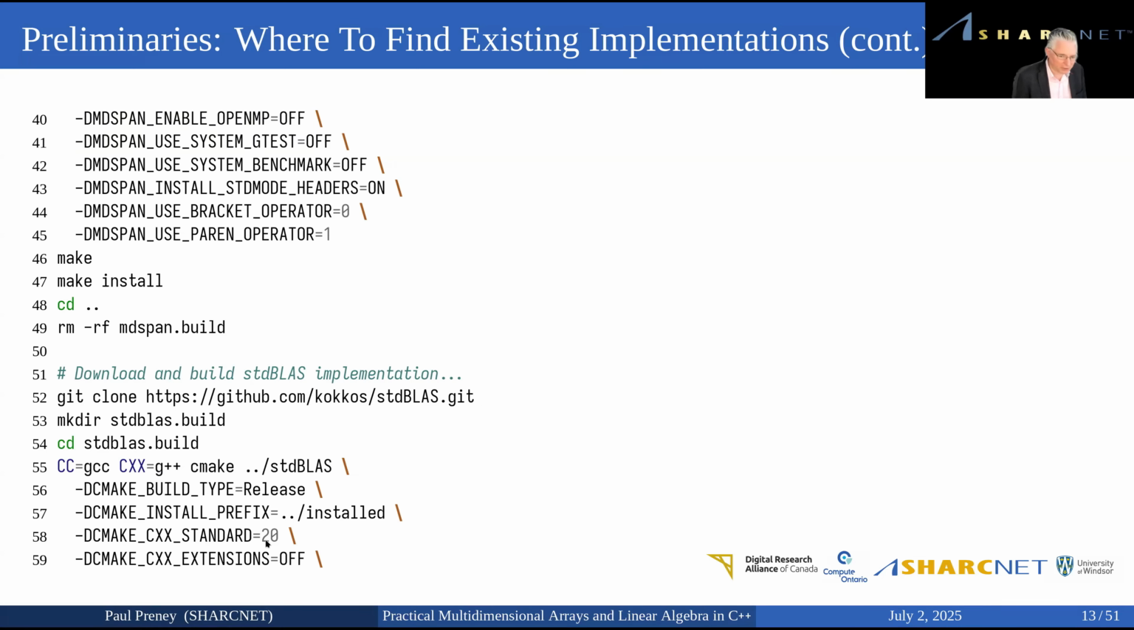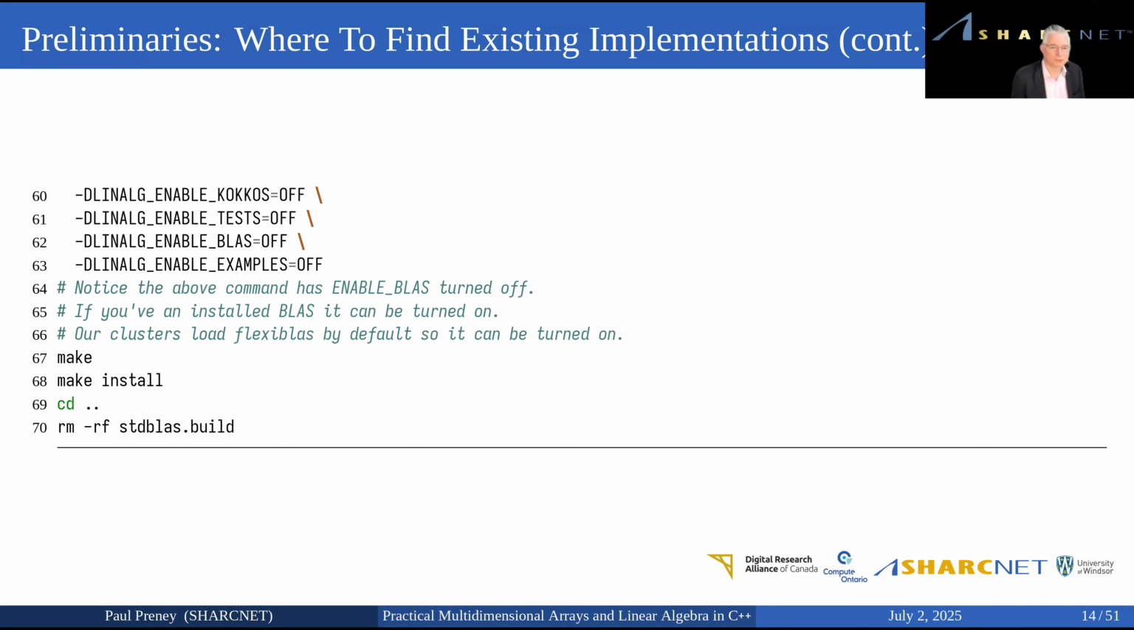Okay. Again, specify C++20 to avoid the square bracket issue, at least at this point. Turn everything else off. You might want to turn the BLAS on. So if you have BLIS or BLAS or MKL or FlexiBLAS installed, all our clusters use FlexiBLAS and that's loaded by default, then you might want to say enable BLAS on. And that way for the routines that can be used in BLAS, it will use those. Okay, so you build it, great.